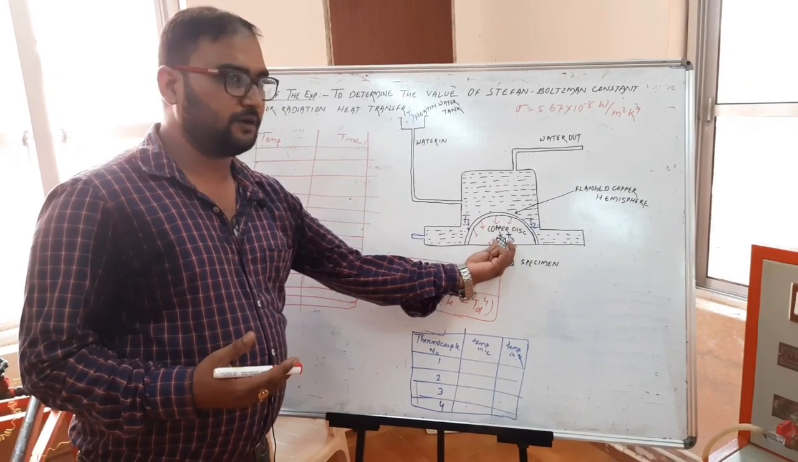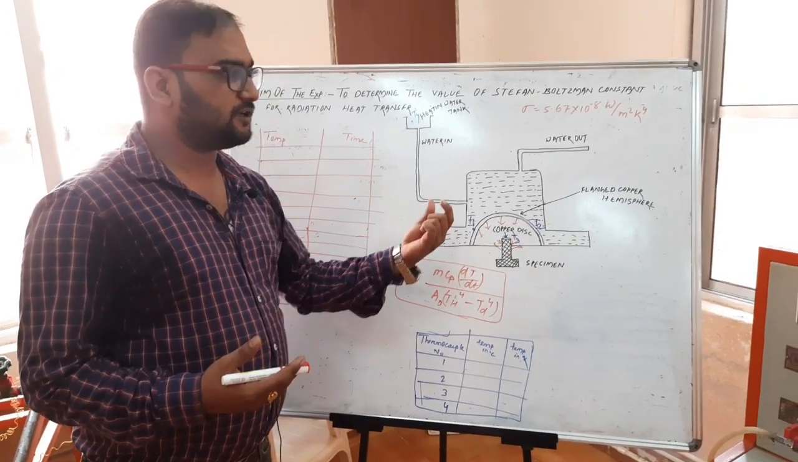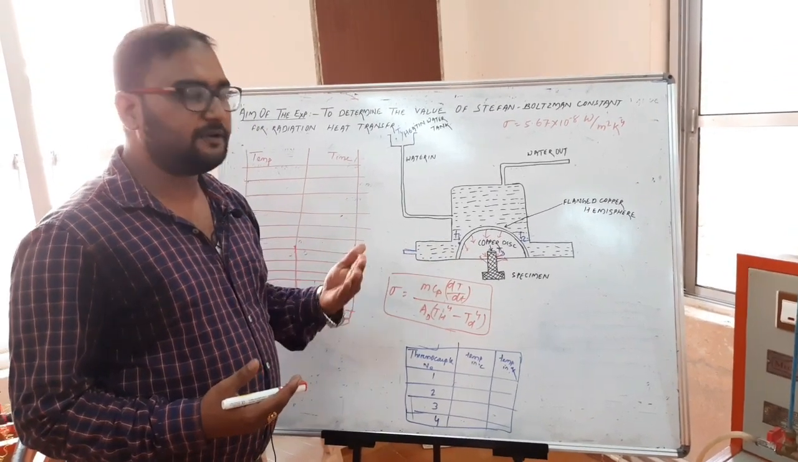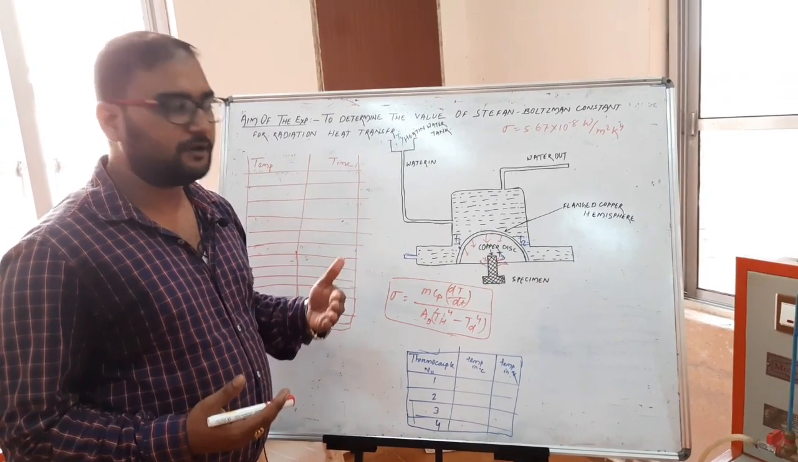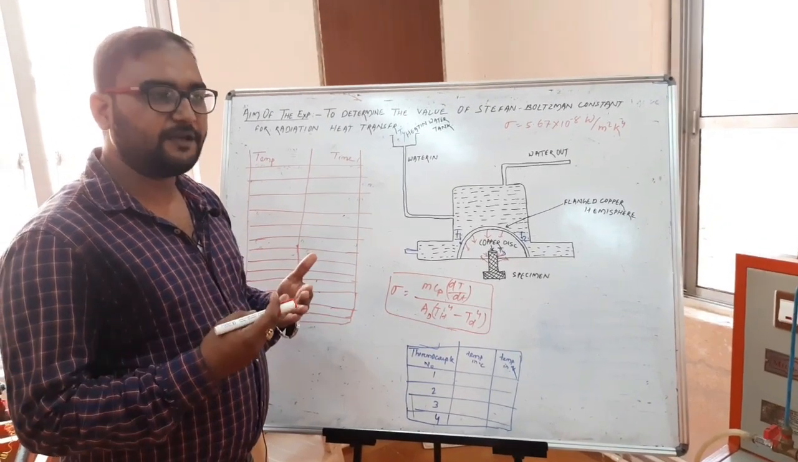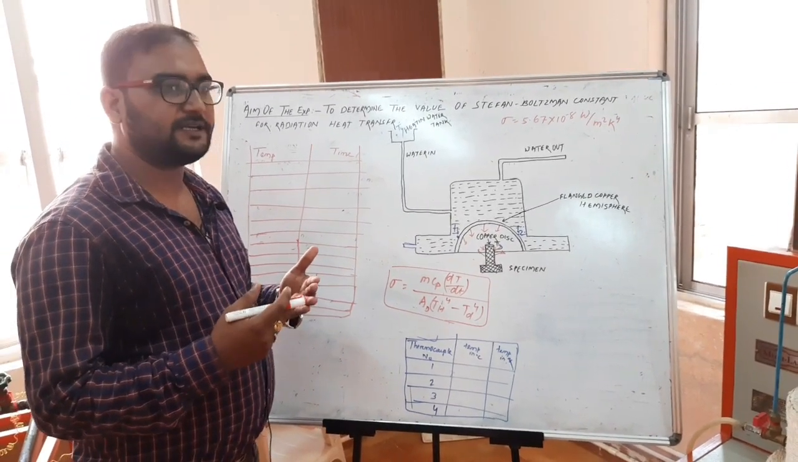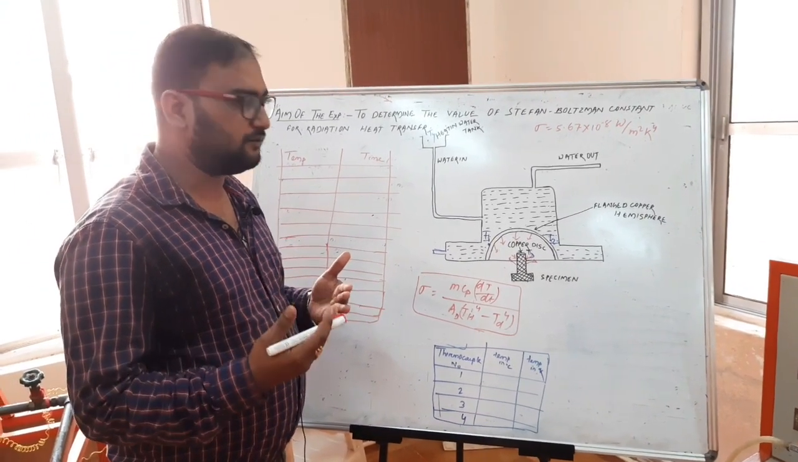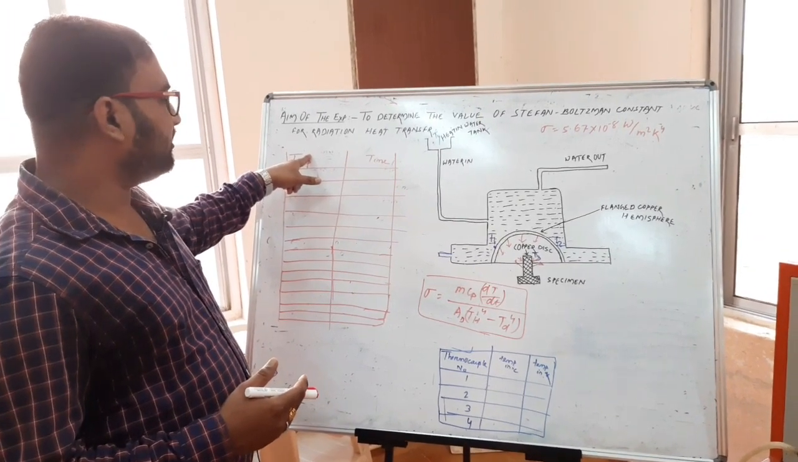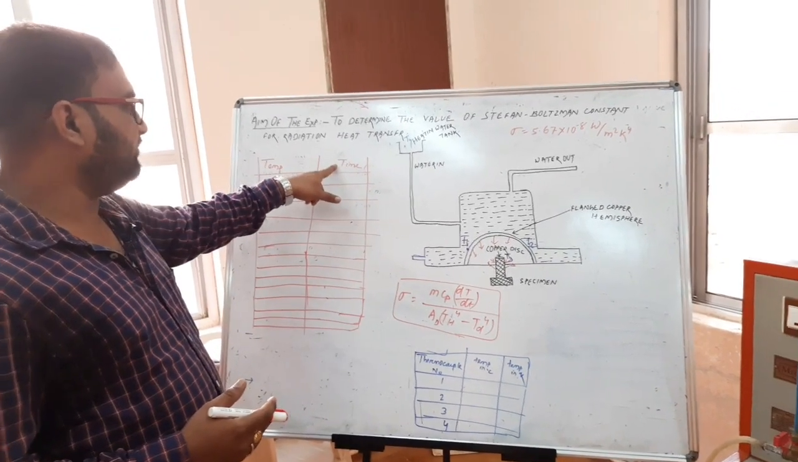Now moving to the next case, whenever we perform the experiment, at that time we have to insert the specimen inside the groove. After we insert the specimen inside the groove, we have to wait for a while, and at a specific time interval we have to record the temperature increase in this table, so that the table represents temperature versus time.